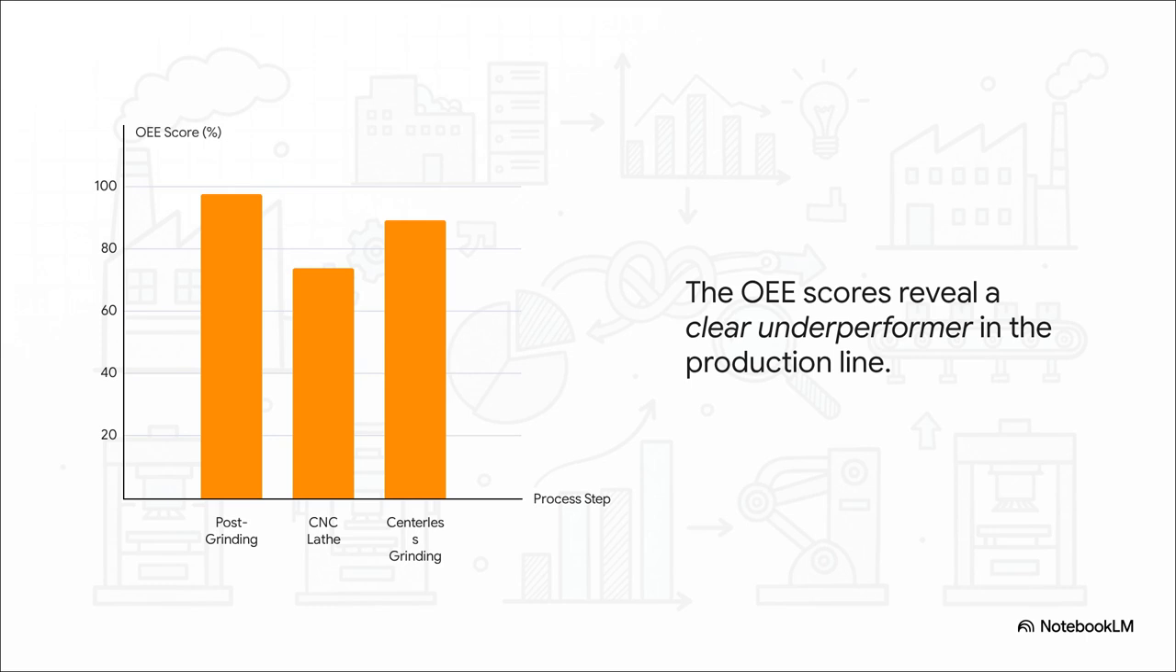This chart just lays it all out for us, doesn't it? I mean, look at this. Post-grinding is humming along at almost 98%. That's world-class. The cutoff step? Also super strong at 95%. But, yeah, one of these things is definitely not like the others. It sticks out like a sore thumb.